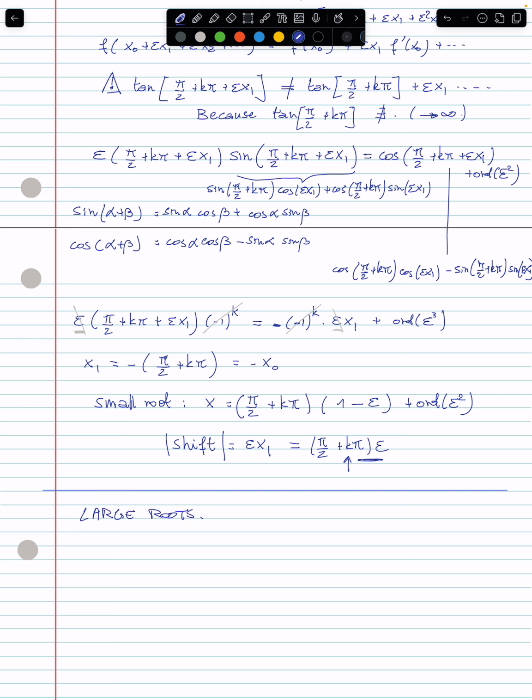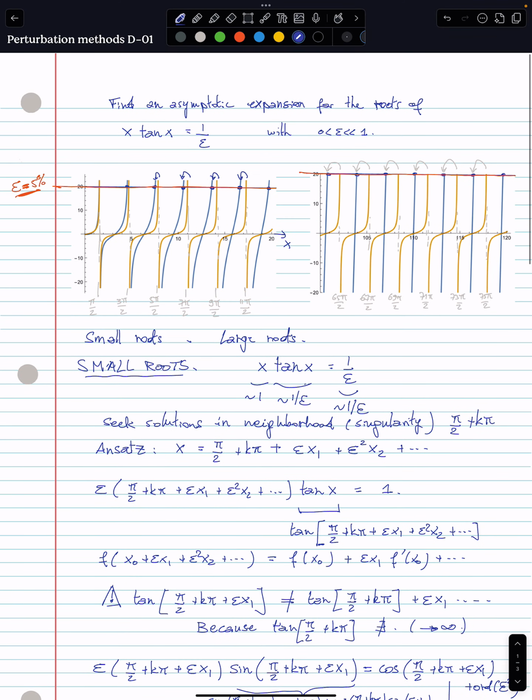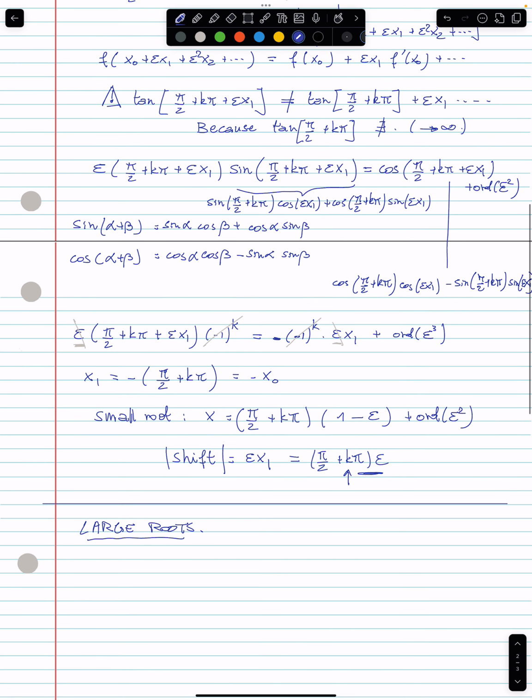If we want to have a look at the large roots, probably we can just reconsider the sort of balance that we decided to consider to start with. So instead of that, we could write x tangent of x is 1 over epsilon. And we could say this time, let's just swap the roles and say that x is large because we're looking for large roots.